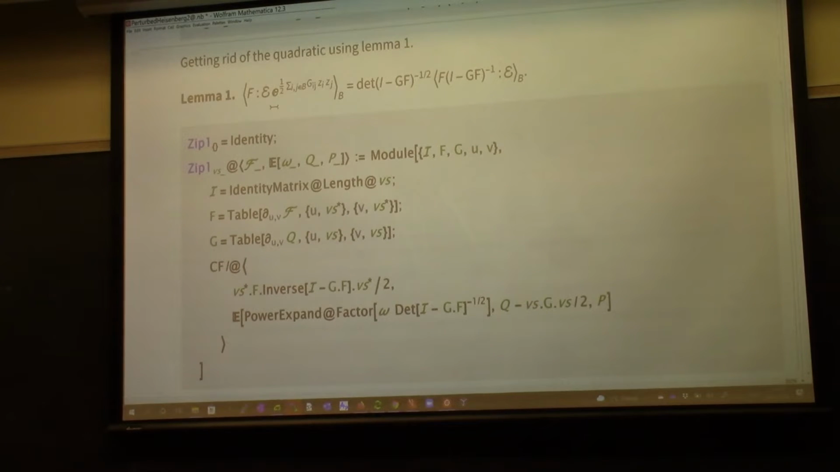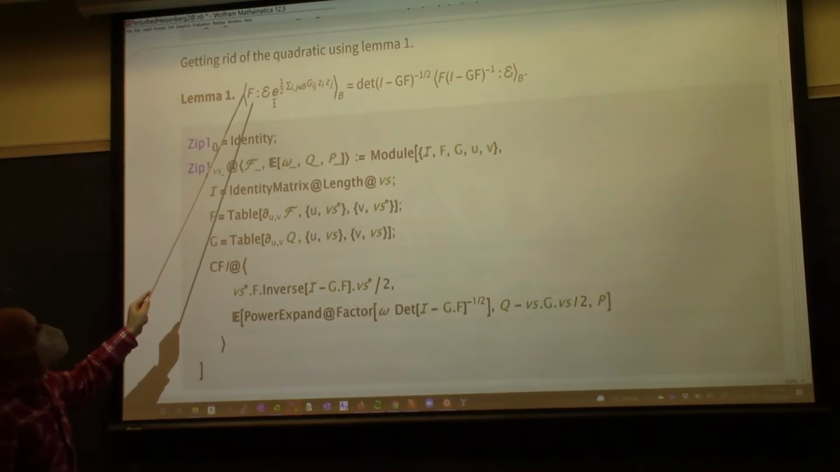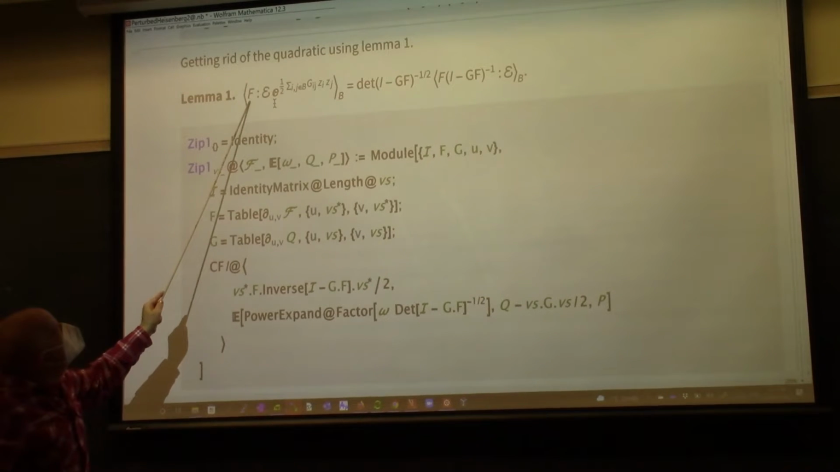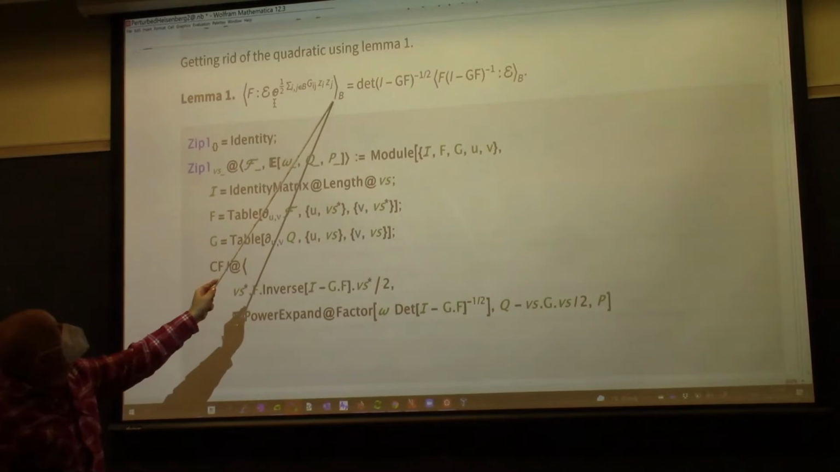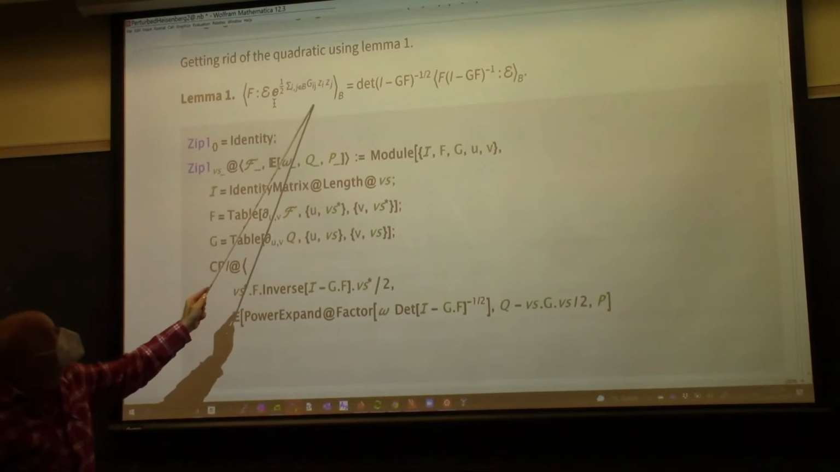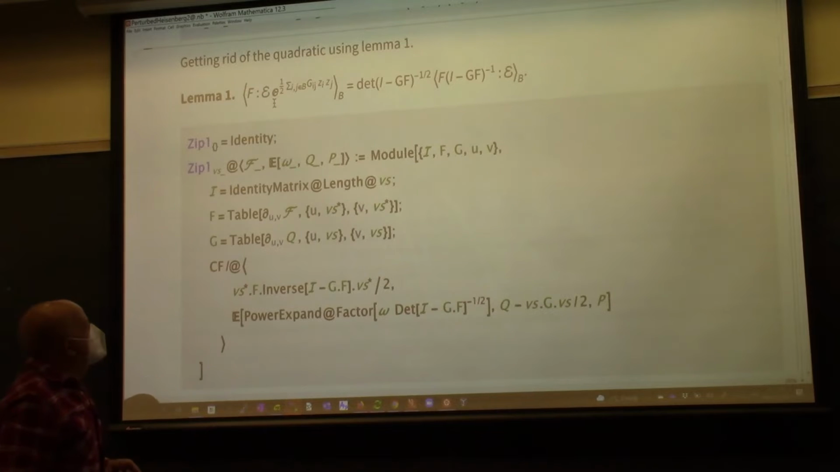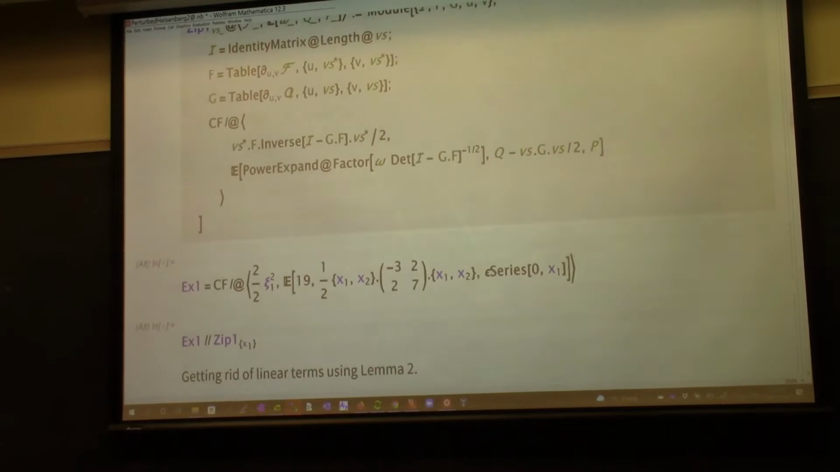Okay, then we have lemma 1. So lemma 1 tells us that if you want to zip, not zip, what's it? Contract an F against a generating function that has an exponential bit in it, sorry, a Gaussian bit in it, the exponential of a quadratic bit in it, then, well, we've done that. You get this formula. The Mathematica version, so maybe I'll do it by an example.